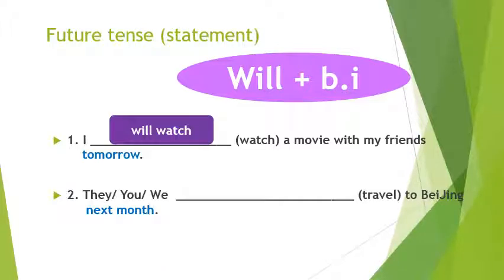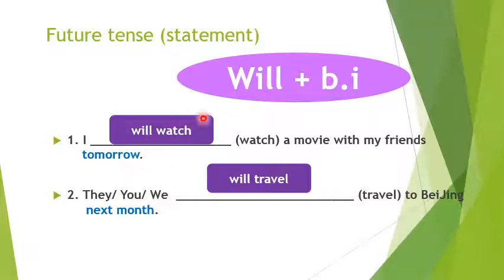Example: whenever you see the word tomorrow, your answer will be, I will watch a movie with my friends tomorrow. When you see the time word tomorrow, we use will plus the bare form. That means you just copy it directly from the given word. No s, no ed, no ing. I will watch. Same for number 2. They will travel to Beijing next month. Time word next month, will, future tense. Or you will travel, we will travel.